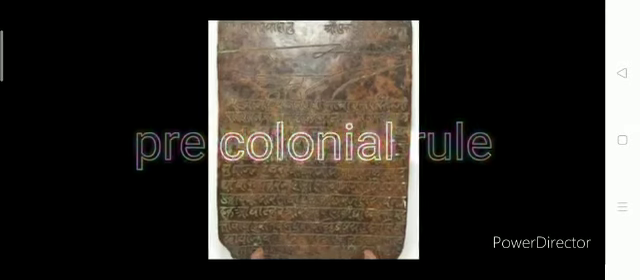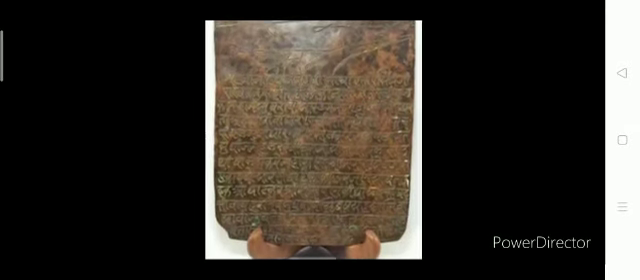Something about the pre-colonial archives. During the ancient time, the Hindu kings did not know the art of keeping written records. However, a few records of events have been discovered written on Tamra Patra, meaning copper plate.